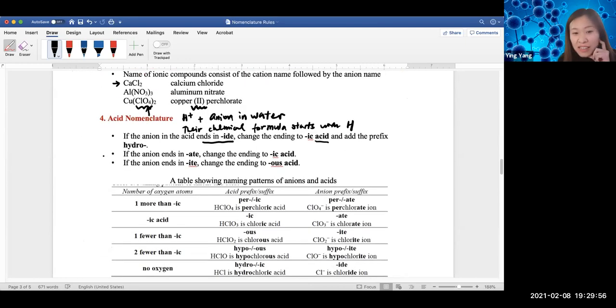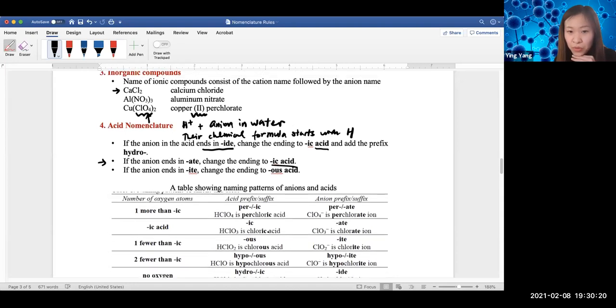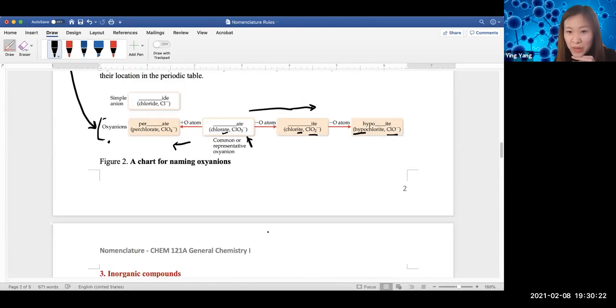Okay, number 2 is that if the anion ends in -ate, then change the ending to -ic plus acid. In this case, you don't need to add hydro-. You don't need to add the prefix. Only change the name of the anion from -ate to -ic and add acid. So some examples include, okay, let's see -ate. Where do we have -ate?